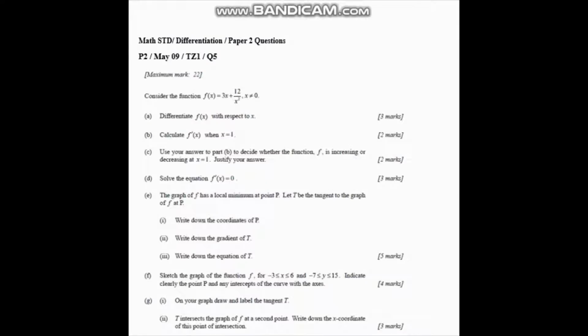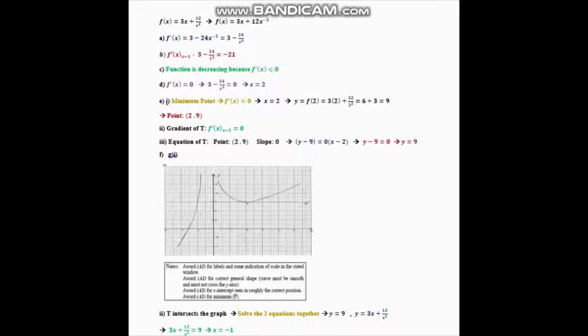Next, I need to find the gradient of the tangent and the equation of the tangent. So the gradient of the tangent is obviously 0 because we already know that f dash of x equals 0. And the equation of the tangent requires a point and the slope, and we already know that the tangent exists at point 2, 9, and that the slope is 0, so we substitute into the point slope formula y minus 9 equals 0 times x minus 2, hence y minus 9 equals 0, and hence y equals 9.